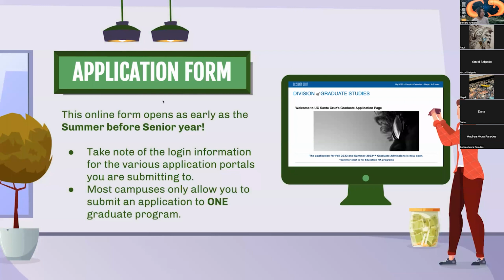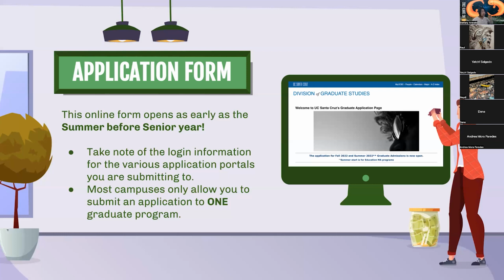Okay, now let's go into the different parts of the application. So the application form is just an online general application. This form usually opens as early as summer, before you're even in your last year of undergrad. So you might have to just keep an eye out and try to look at that as early as possible. You would have to have separate login information for each online form. So keep in mind, in undergrad, if you were applying to the UCs, you usually just did one UC application and that went to all the UCs that you were considering, right? So that's not the case in grad school.